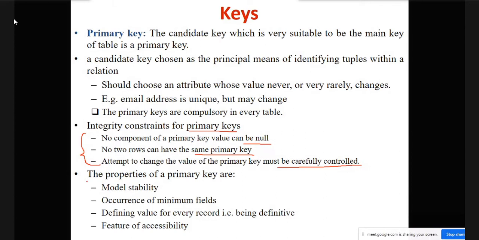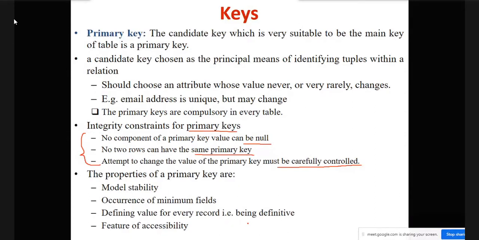Okay. Then next, the properties: model stability. Because of the primary key, you can identify each and every entity in the entity set uniquely. Occurrence of minimum fields. Defining a value for every record. Feature of accessibility: if you want to access your table, you can access it with the help of the primary key. So primary key is one of the important things.